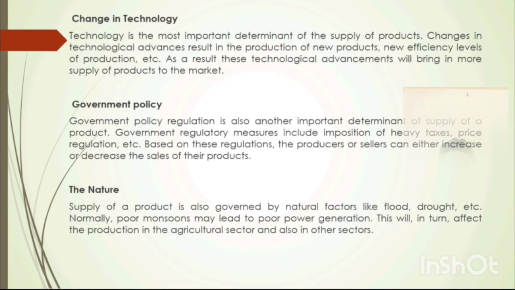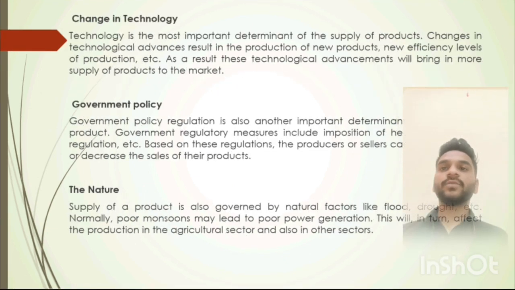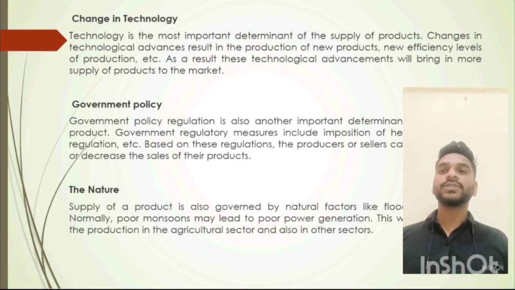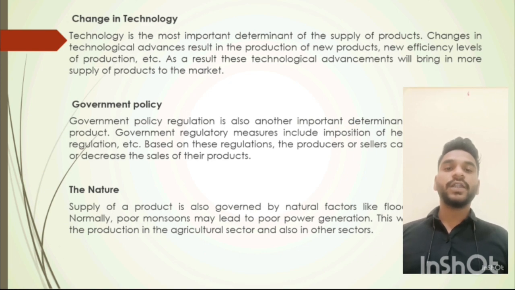Fourth one is the change in technology. Technology is an important determinant of the supply of products. Technological advances result in the production of new products and new efficiency levels of production. Suppose in a factory 10 workers are producing 100 products in a day, but with the use of advanced technology, the same 10 workers make 150 units in a day. In that way advanced technology helps production and affects the supply.